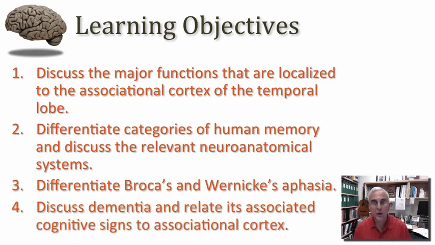And then finally, our fourth learning objective in this session is to focus on the concept of dementia. Dementia is a syndrome that characterizes disordered cognition. So I'd like for us to think together a little bit about dementia and just very briefly discuss the most common cause of dementia. That would be Alzheimer's disease. So I want you to be able to relate the various signs of dementia to specific regions of the associational cortex that we're now learning about.